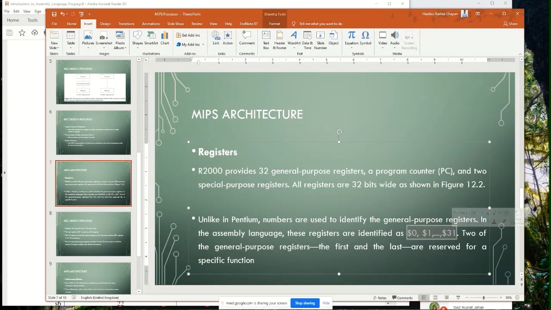So the registers can be called by name with a $ sign. I hope you remember in chapter number 1, we discussed some instructions related to the MIPS processor, where we used the $ sign to identify that this is a register. So they are identified by this $ sign and the number of that register, 0 to 31.